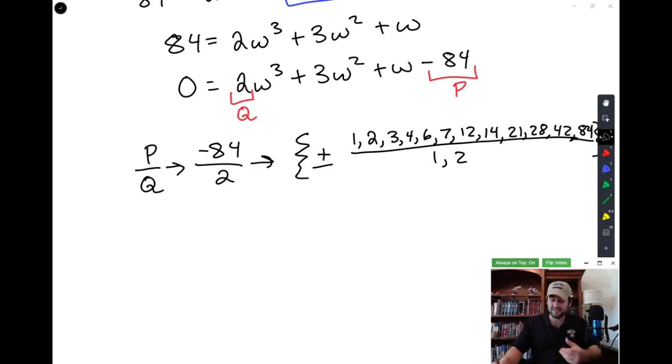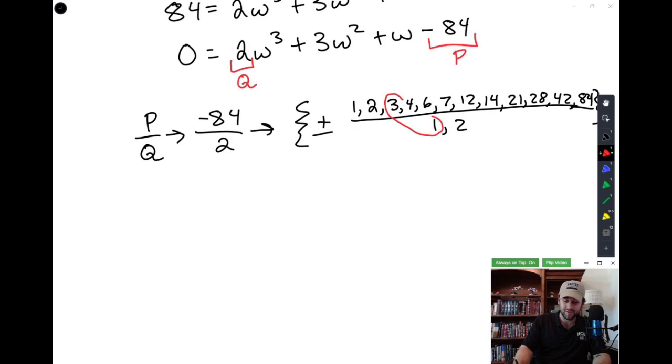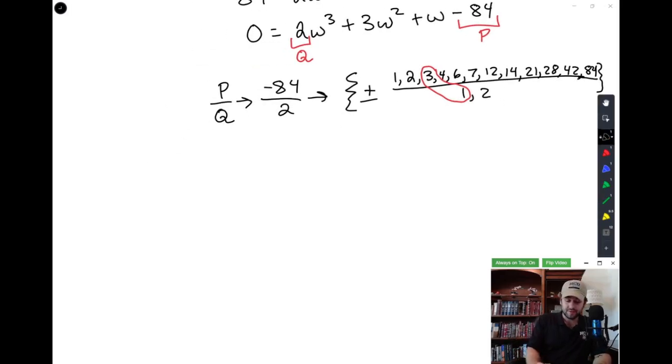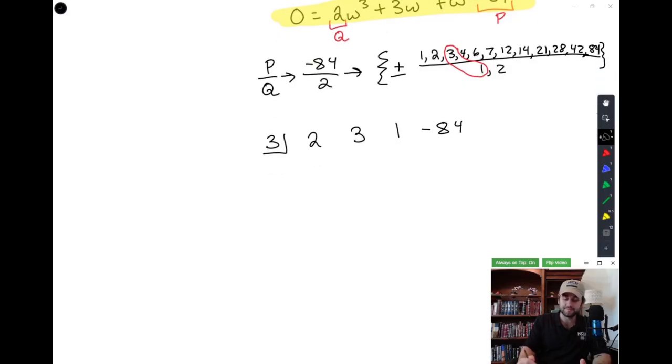And so to save us a little bit of time, I'm going to let you know, I paused the video and I tried 1 and 2 and it didn't work. And so I'm going to move to 3 as an option to try. So I'm going to try this one, which is 3 over 1, letting you know I tried 1 synthetic division, didn't work. I tried 2 synthetic division, didn't work. So now I'm going to try 3. So 3 synthetically divided by our actual function right here. So we've got a 2, a 3, a 1, and a negative 84 as our coefficients.